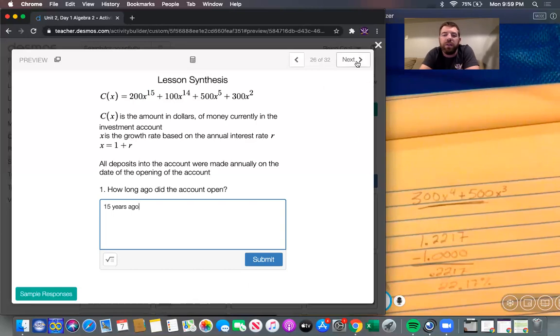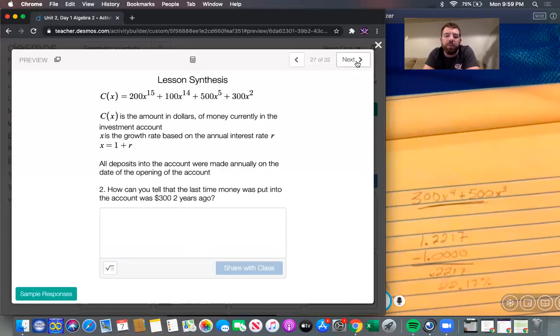And so 15 years ago will be how long it's open. Okay, how can you tell that the last time money was put in the account was $300 and it was 2 years ago? It's the last term in this polynomial. And so we had 200 that was 15 years ago, 100 that was 14, 500 that was 5 years ago, and it was 300 that was 2 years ago. It's squared, so it's been only multiplied by itself twice.